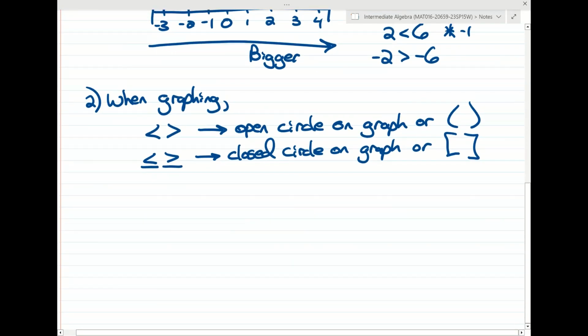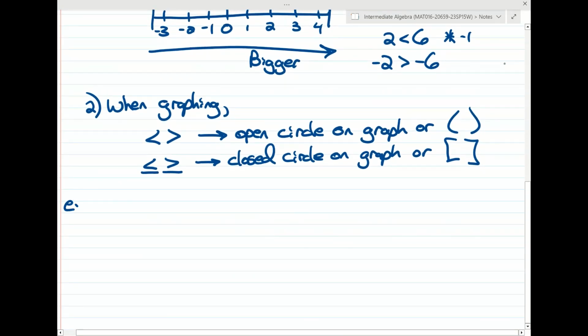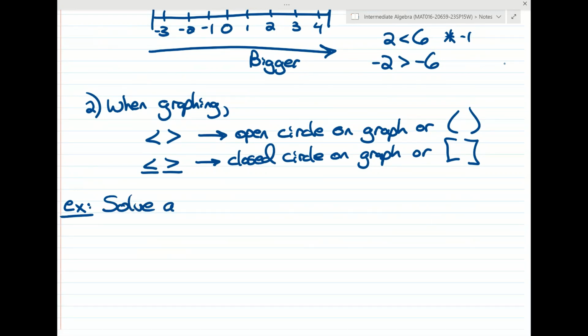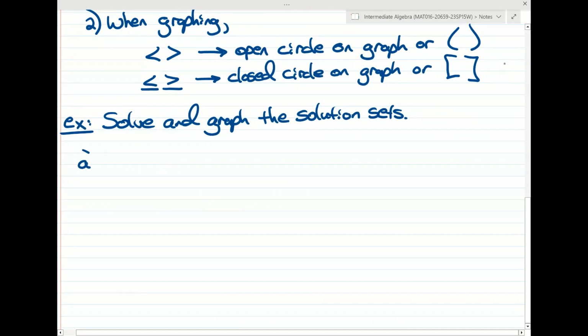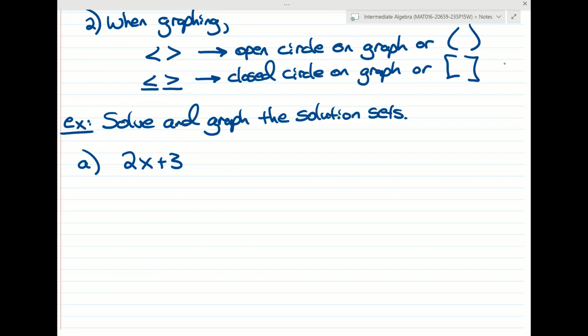So I'll give you some examples here, and I'll just ask you to solve and graph the solution sets. First example we'll do is 2x plus 3 is greater than or equal to 11.